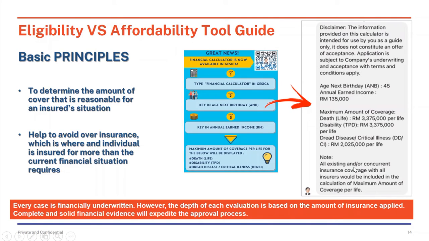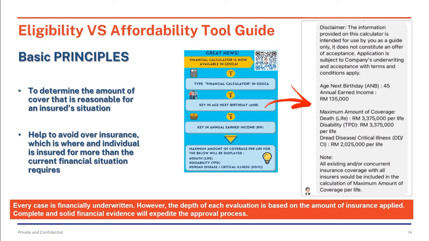Okay, so far. So you can try it. If you have any cases, you can also use your own. In that case you just key in your age next birthday and also your rough annual income, so that you have an estimate of your current maximum amount of coverage.